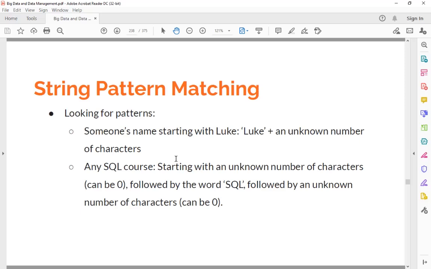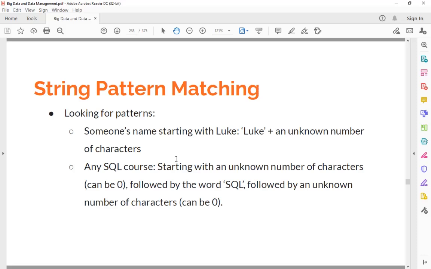So another thing is, I'm looking for any SQL course in the course category. If you say any SQL course, or any course with a name that has SQL in the name, you are looking for a course name starting with an unknown number of characters. Maybe 0. Maybe the course name is just SQL introduction, right? Then followed by the word SQL.